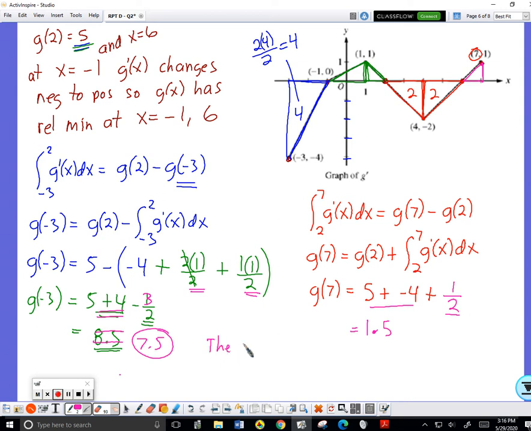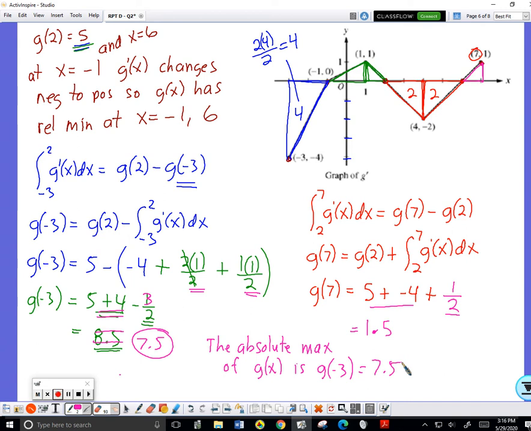The absolute max of f, not f, g, sorry, of g is g of negative 3, which has a value of 7.5.